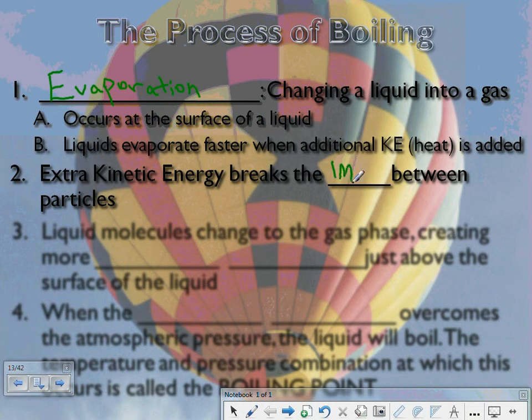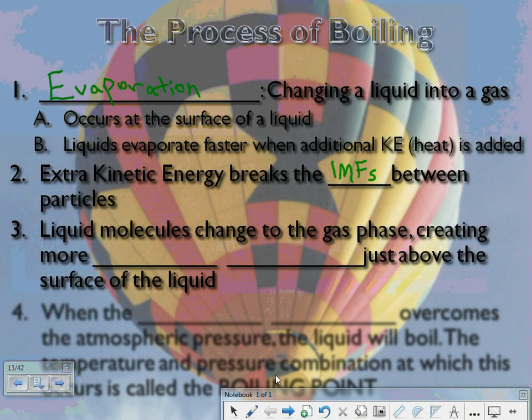What does IMF stand for? Intermolecular forces. So we're breaking IMFs between the particles. Good. The next step is that the liquid molecules change to the gas phase, and this is going to create vapor pressure.